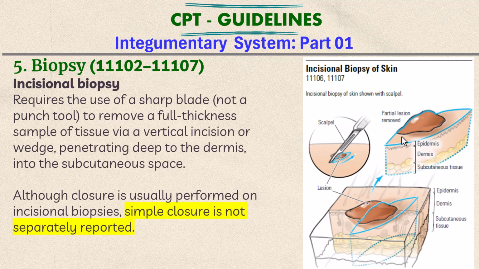The next one is incisional biopsy. You can see here, it requires the use of a sharp blade, not a punch tool, to remove a full thickness sample of tissue via a vertical incision or wedge, penetrating deep to the dermis into the subcutaneous space. You can see the sample here. Also, closure is usually performed on incisional biopsies. Simple closure is not separately reported.